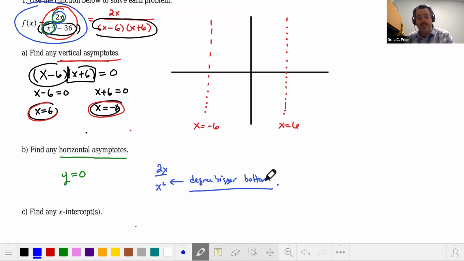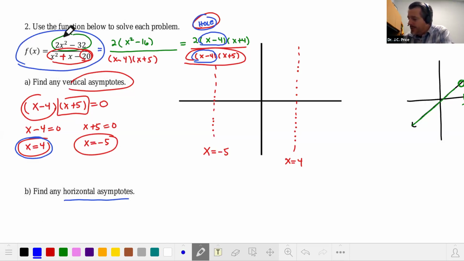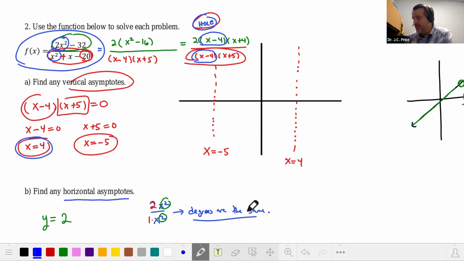All right, let's look at the next case. Let's go over here and look at this one. Now let's look at the leading term. Here you have a 2x squared over an x squared. So guess what the horizontal asymptote is? y equals the number 2. And that's because the degrees are exactly the same. So all we care about in that case are the leading coefficients. So it's like 2 over 1, which is 2. So when the degree is the same on the top and bottom, the horizontal asymptote is just going to be the leading coefficient on top divided by the leading coefficient on the bottom. So that's case 2.